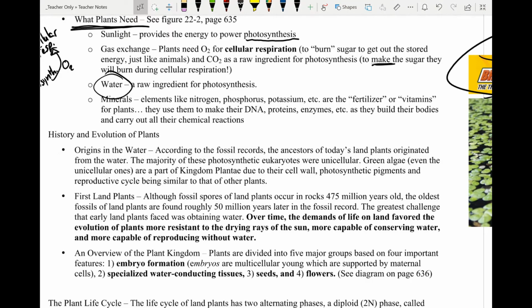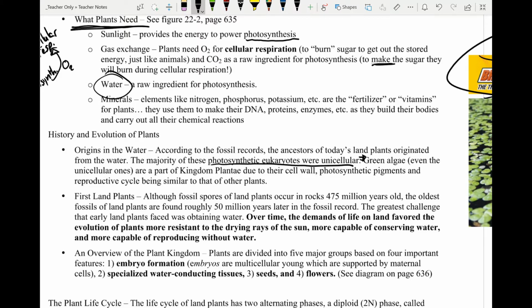Origins in the water. We do have some fossil records of plants, and we think that today's land plants originated from the water, just like how we think that today's land animals came from the water. A majority of these were photosynthetic eukaryotes, but they only had one cell. So right here, you kind of have two directions to go. You can either stay as a unicellular photosynthetic eukaryote, or you can start becoming multicellular. The organisms that have stayed are what's referred to as green algae.